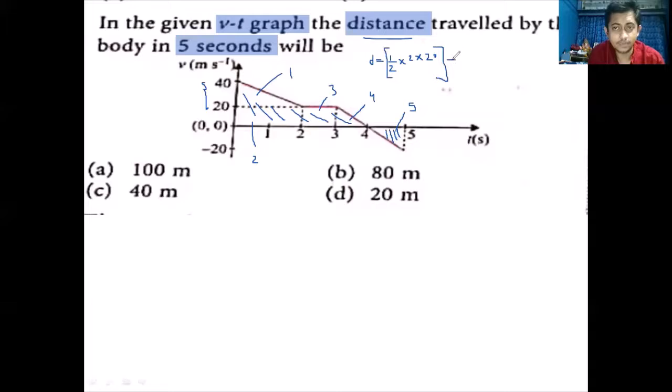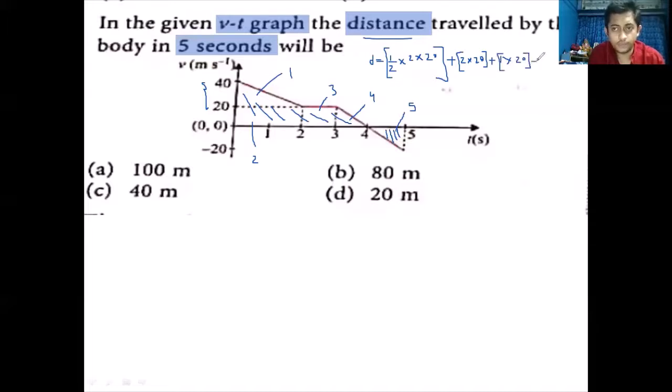Moving on to the area of the second shape. That is length into breadth. So that is 2 into 20. Let's move on to the third shape. The area of the third shape will be length into breadth. So 3 minus 2 is 1, into breadth, which is 20. So 1 into 20 is the area of the third shape.